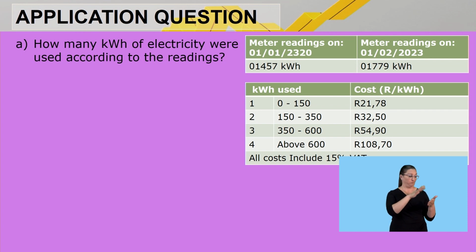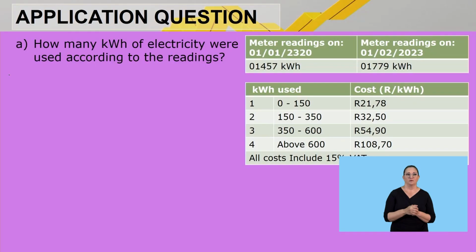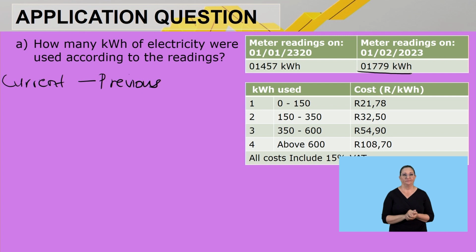So now, according to these readings, remember the readings given here, they continue from this day up to this date given. So now, how do we calculate the readings? It simply means that we are just calculating the difference, because we are going to say the current readings, and we subtract the previous readings. So these would be the current because it's today's date, and this would be the previous because it's where this meter reading started counting.